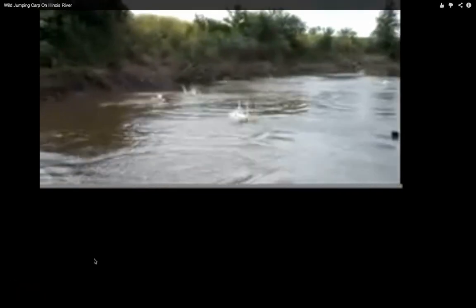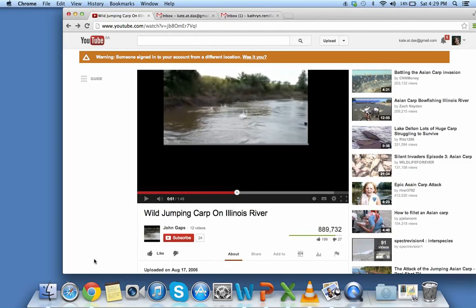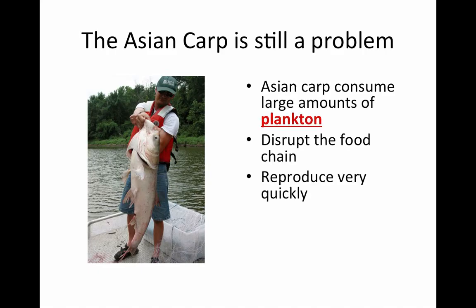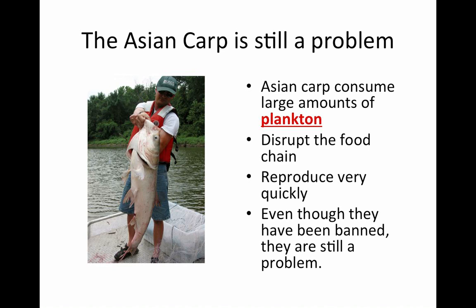Okay, that's all I'll show you. I just wanted you to see how funny looking they were as they were driving up the river and being disturbed. So, just to go back to our PowerPoint very quickly. So, that's the problem with the Asian carp.